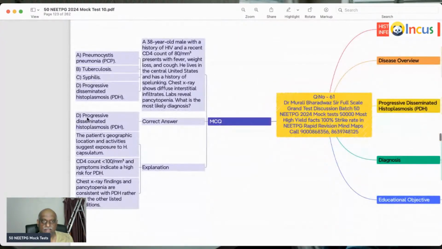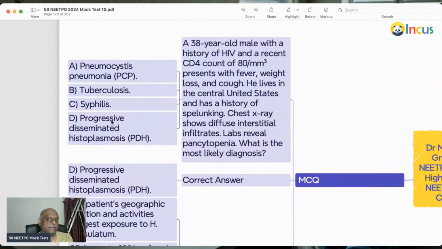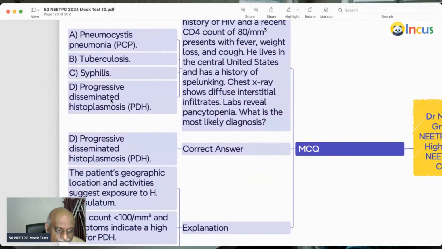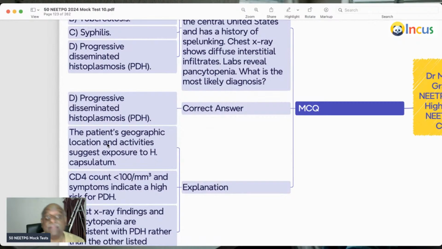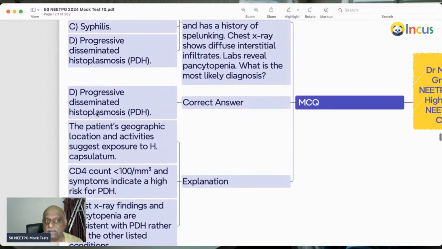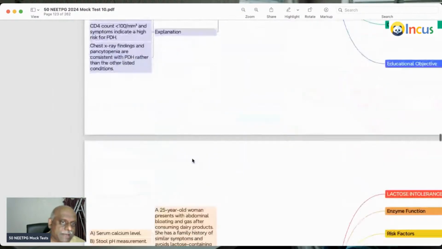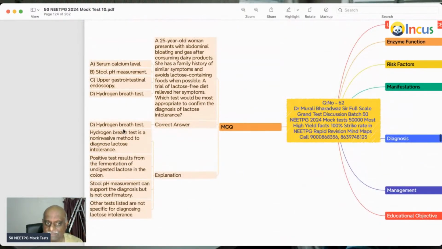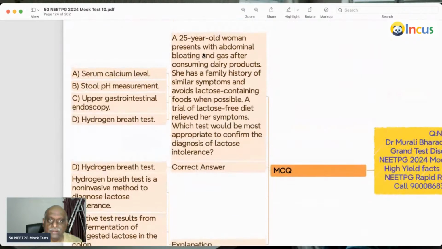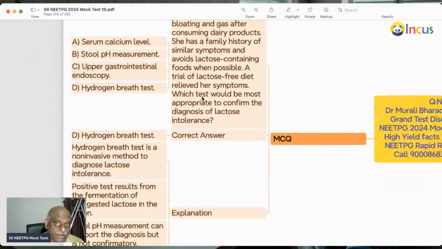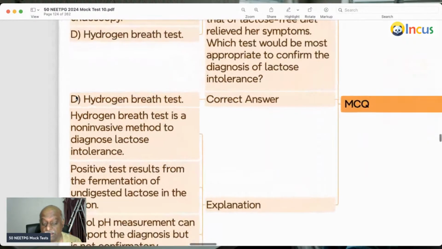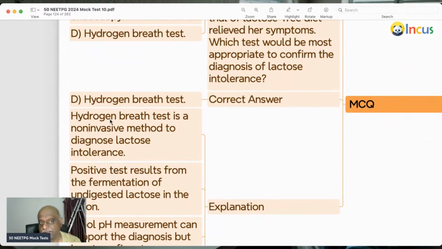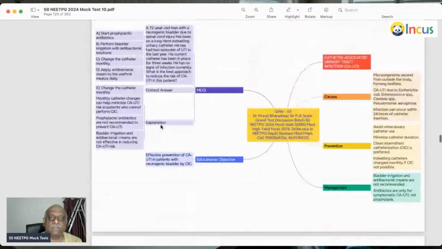Now doctor, a 38-year-old with HIV, CD4 count only 80, and chest X-ray showed diffuse interstitial infiltrates, pancytopenia, that is bone marrow suppression, which are very classical of progressive disseminated histoplasmosis, is what you need to remember. So this 25-year-old with abdominal bloating after consuming dairy products is having lactose intolerance. How do you detect lactose intolerance, doctor? It is the hydrogen breath test with which you will detect.